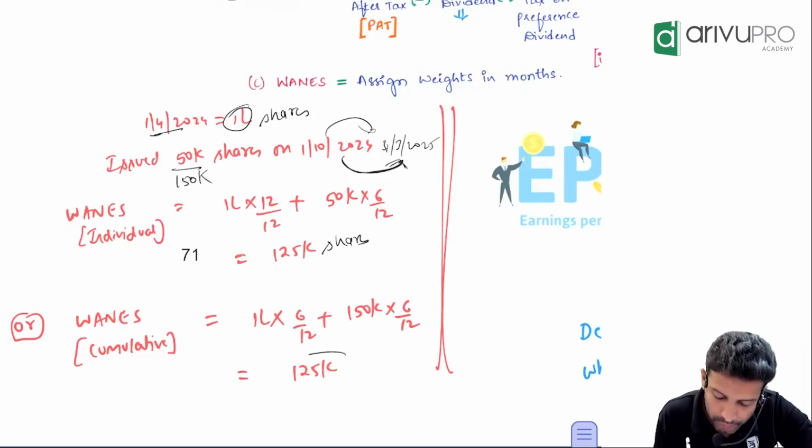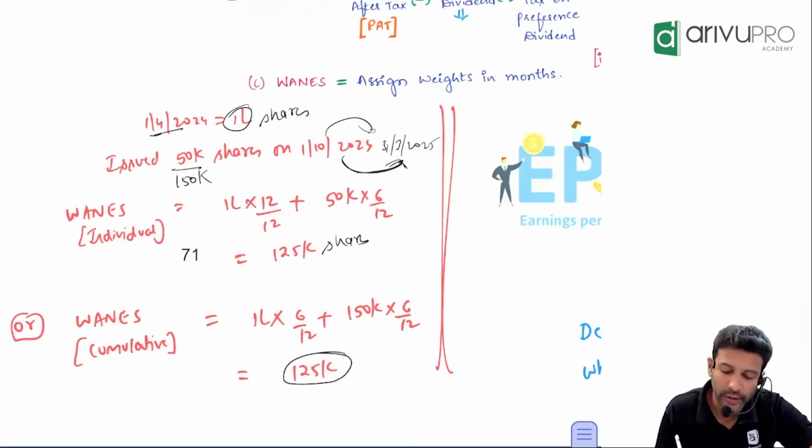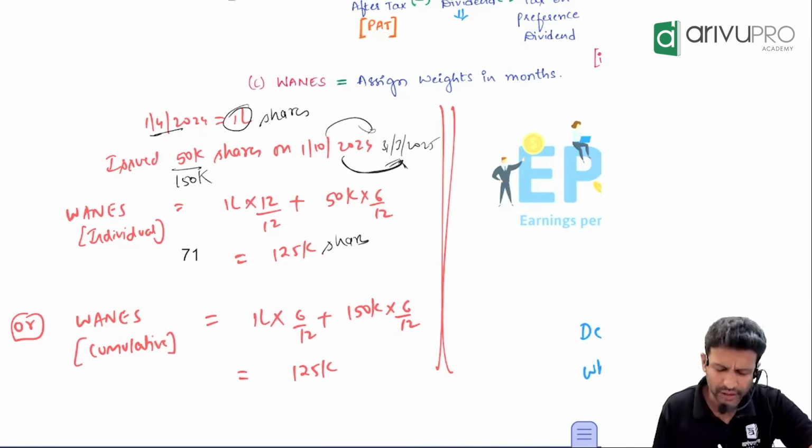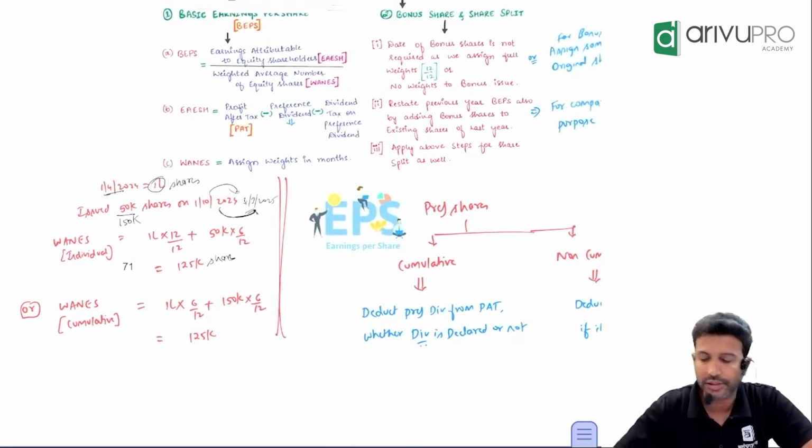150. Calculate. When you sum it up, how much are you going to get? 125. This also gave 125. Whichever way you want to calculate weights, you can do it. Whether individual or cumulative, both are acceptable. This is your weights ka drama.